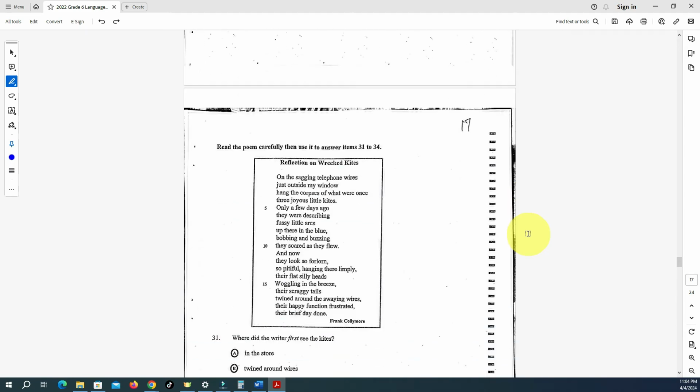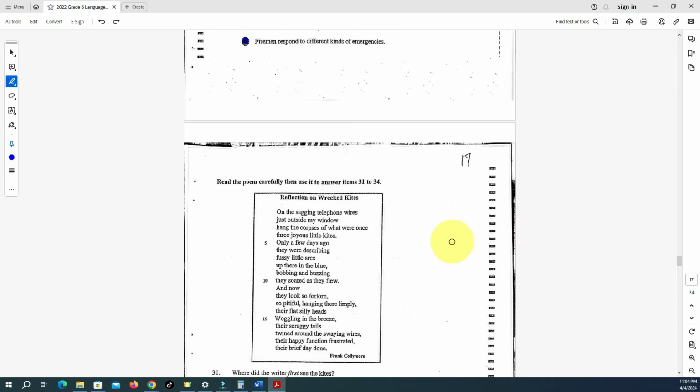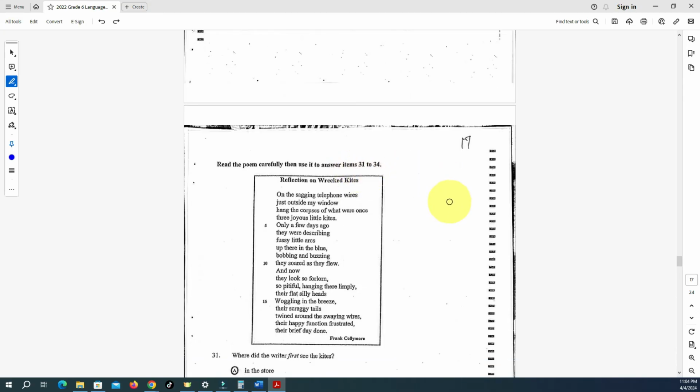All right, we're on to 31 to 34. Almost finished, guys. So read the poem carefully, then use it to answer items 31 to 34. Reflection of Wrecked Kites. On the sagging telephone wires just outside my window hang the corpses of what were once three joyous little kites.